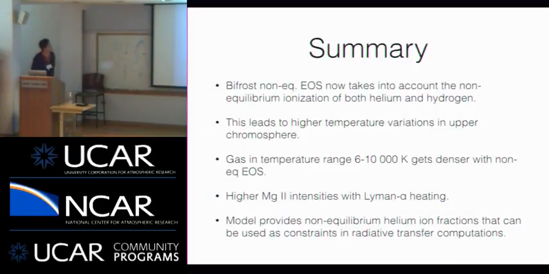So, in summary, now we have a non-equilibrium equation of state in Bifrost. This leads to higher temperature variations, and it alters the mass density at various temperature ranges. And one cool thing is that with this model we get the non-equilibrium populations out, so I'm planning to use those as constraints in radiative transfer computations of helium lines in the future.